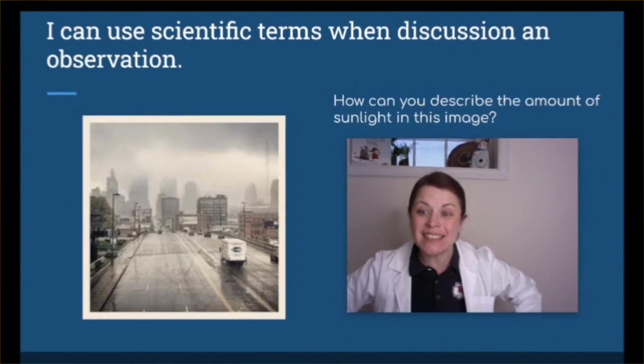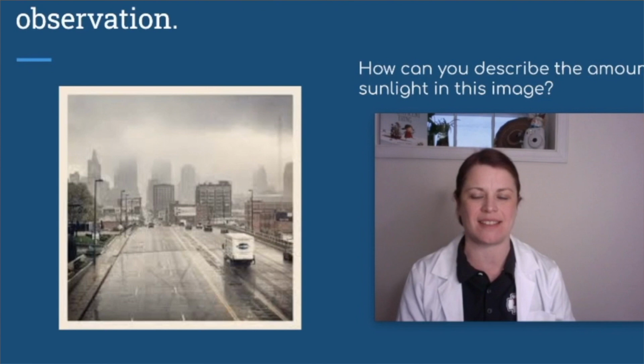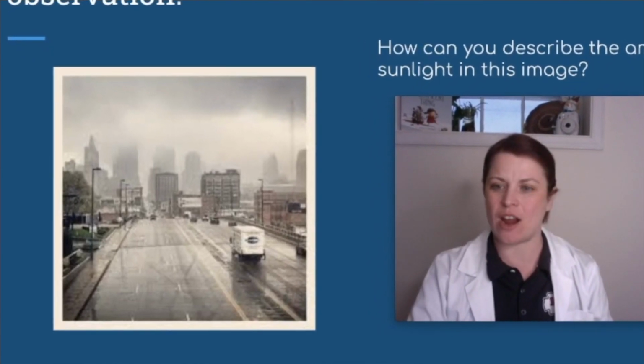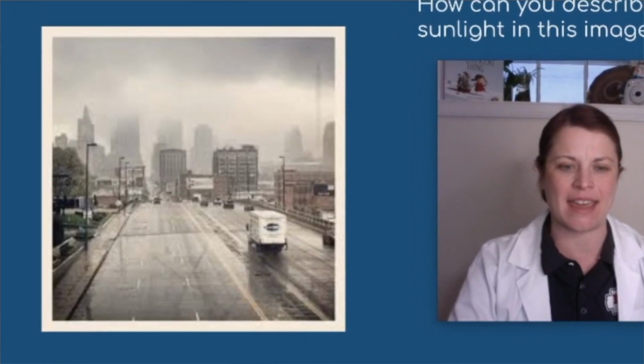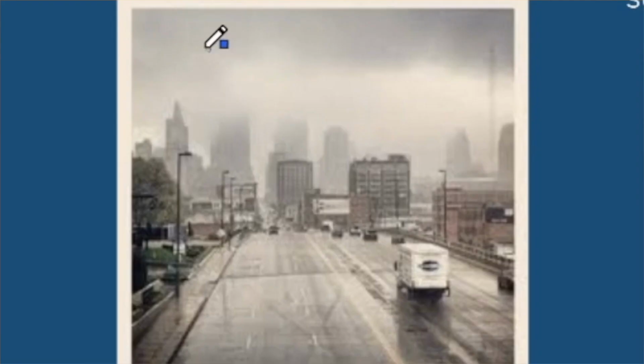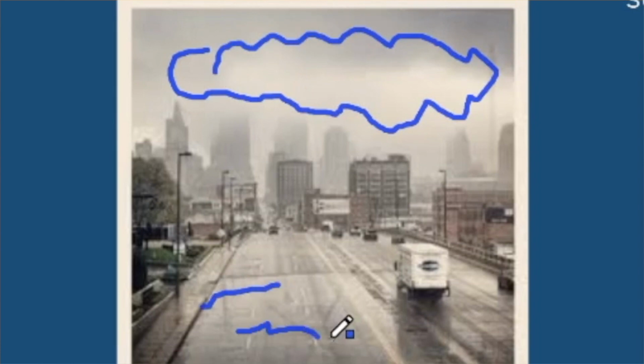Take a look at this image of Kansas City. What do you notice about the sunlight? Did you say it was a gray day? I noticed that it's a gray day. I also noticed that there are clouds. The sun is barely peeking through. It is a dreary and wet, rainy day in Kansas City. There is not a lot of natural light, but it is daytime still. But the sun is being blocked by those clouds.